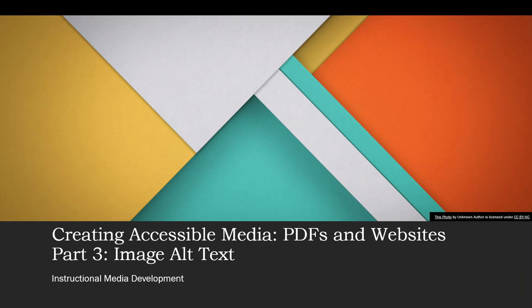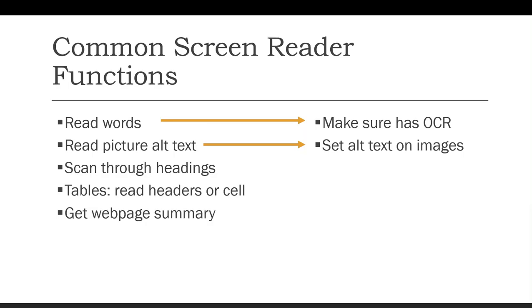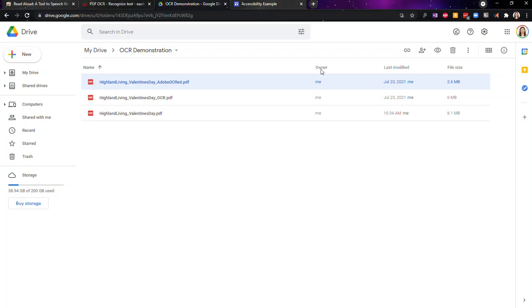This is part 3 of creating accessible media. We're going to talk about making sure that screen readers and other tools know what to do when they get to an image, so that it reads pictures as alternate text. I created a little bit of a website to explore this.